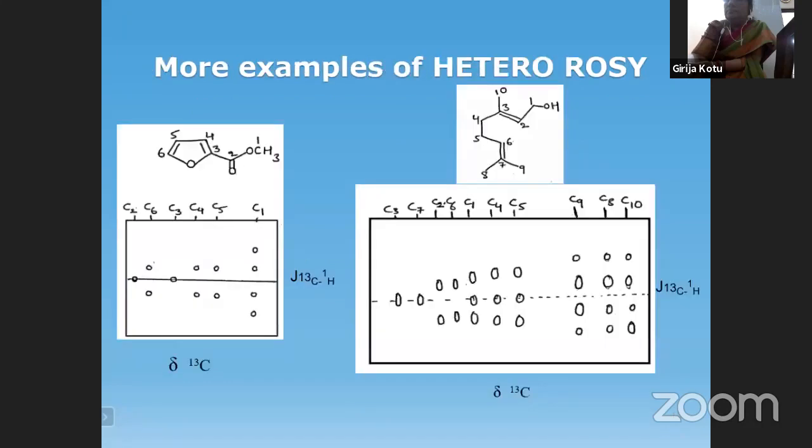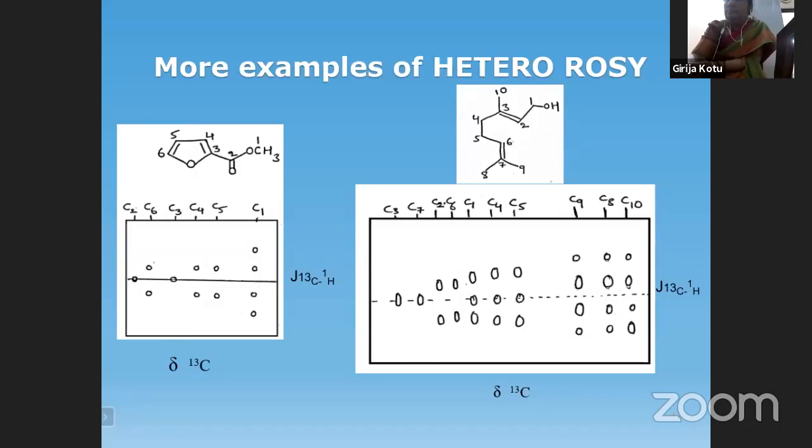So JRES is nothing but J resolved spectroscopy, a 2D NMR spectrum. In it, we are trying to separate delta and J on two different axes. Delta is on the conventional axis and J is on the Y axis. Hence it is known as resolved spectroscopy, J resolved spectroscopy.